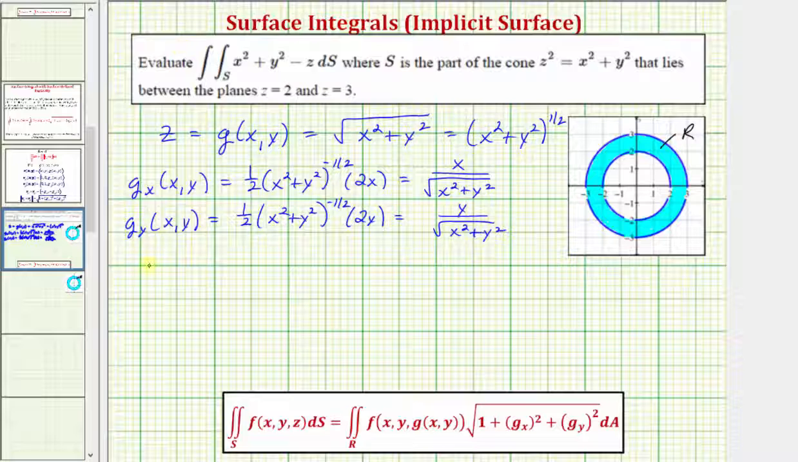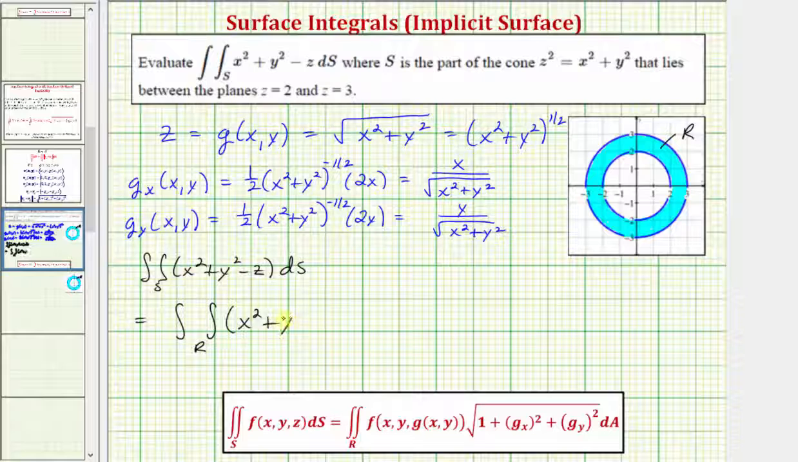Which means the given surface integral is equal to the double integral over the region R of, for f of x comma y comma g of x comma y, we'll substitute the square root of the quantity x squared plus y squared for z, and we'll leave these first two terms the same. So we have x squared plus y squared minus the square root of the quantity x squared plus y squared.